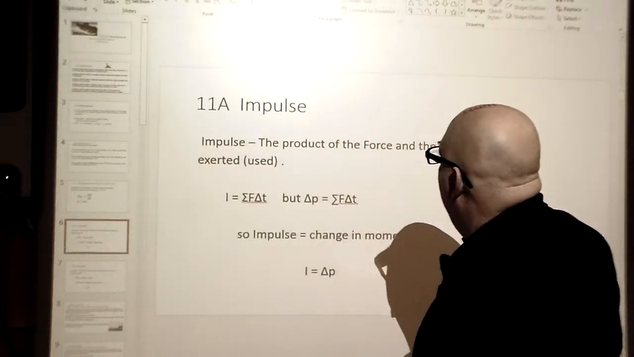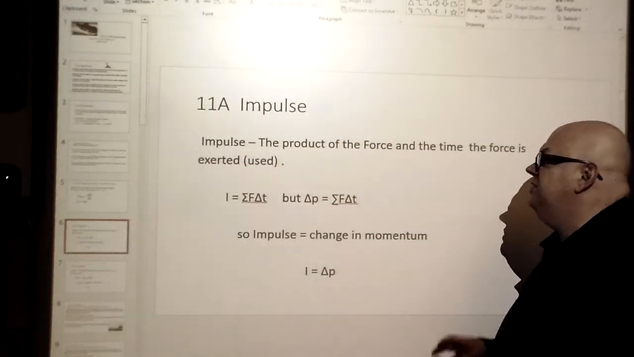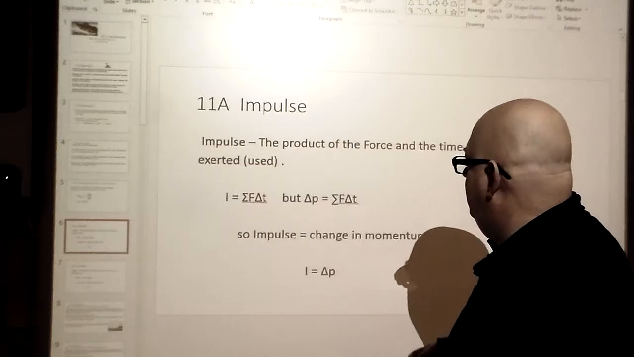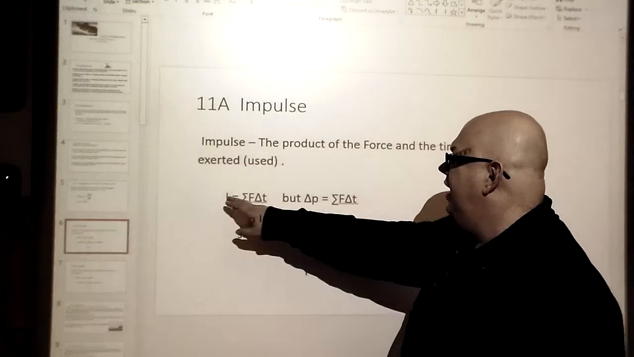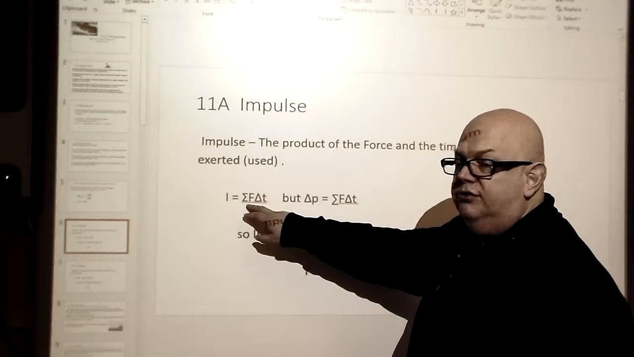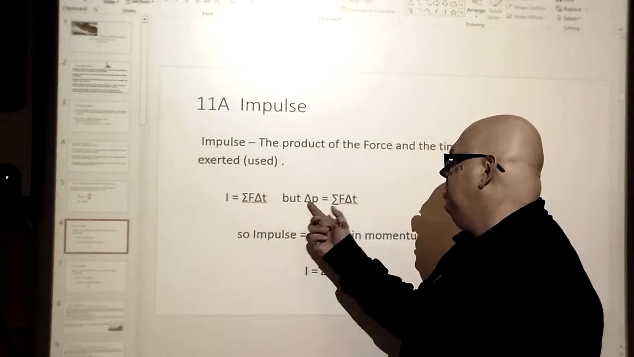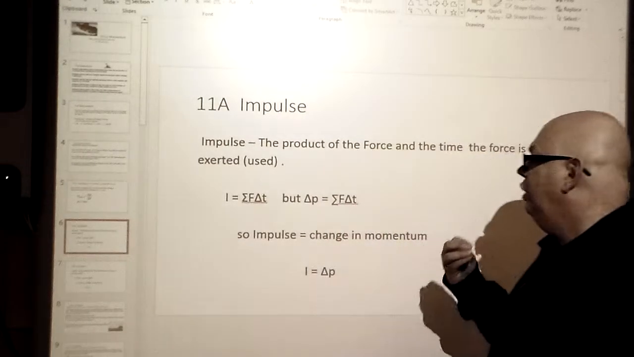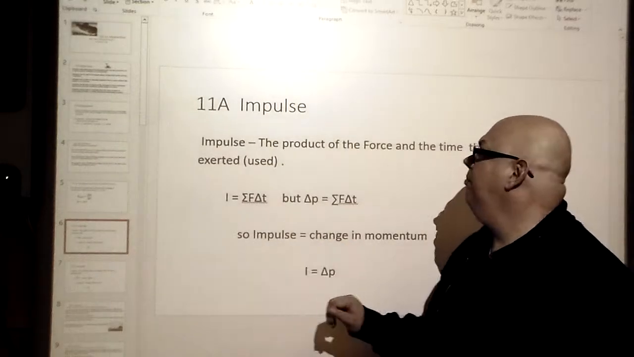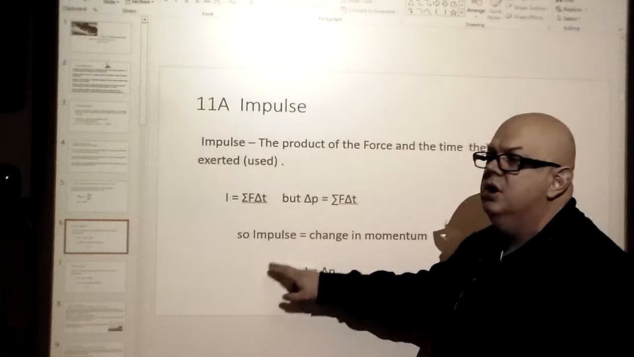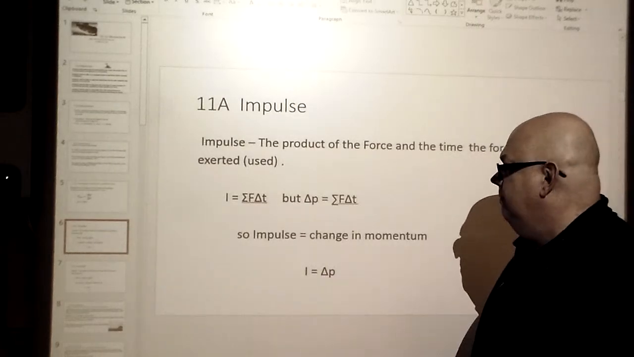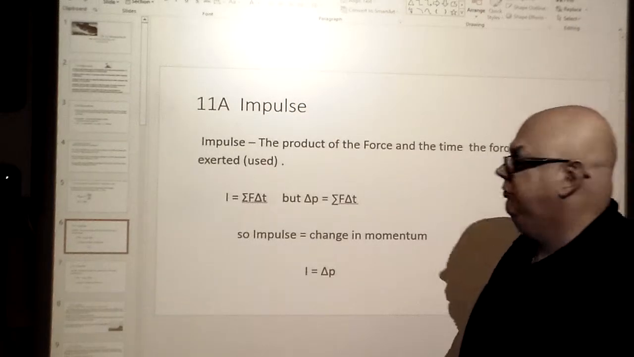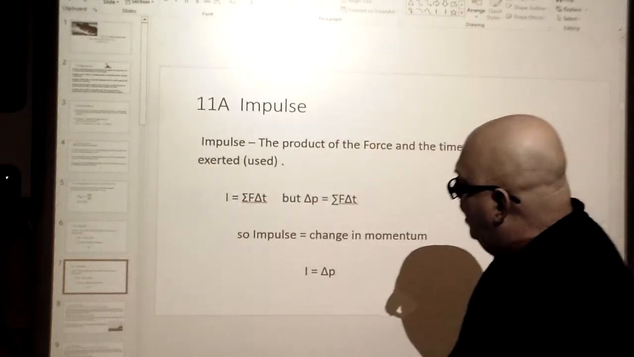We talk about the idea of impulse. Impulse is the product of the force and the time. The force in this case is what's being exerted. So we look at impulse as equal to the summation of all the forces times the change in time. But we know that the change in momentum is equal to all the forces times the change in time. So when we look at the change in momentum, that is our impulse. I is equal to the change in momentum, the momentum at the beginning and the momentum at the end. That's the impulse. All right, let's move on here.